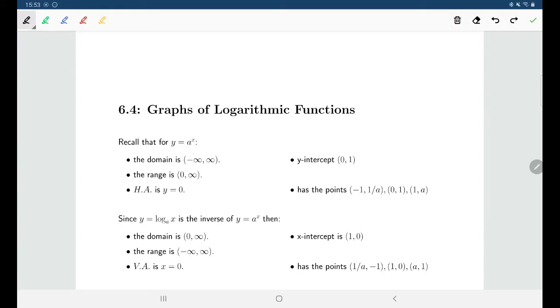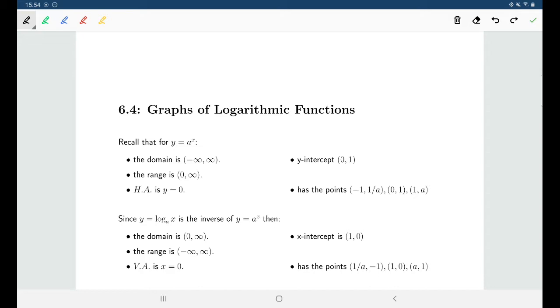Welcome back. In this lecture, we'll be talking about the graphs of logarithmic functions. We've already looked at graphing exponential functions using transformations. We'll be doing the same thing for logarithmic functions. We'll graph them with transformations.